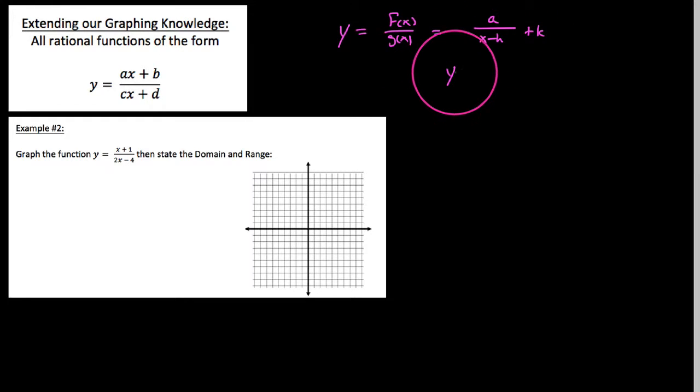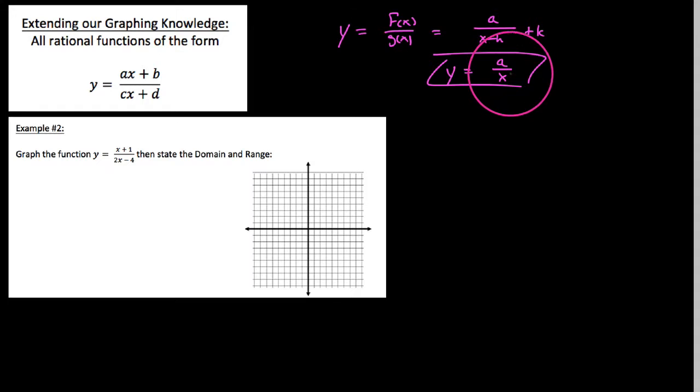Okay, YouTube, in my last video we introduced the concept of a rational function, where we have some function of x over some function of x. They were typically of the form a over x minus h, plus some k off on the side, or, specifically speaking, a over x.